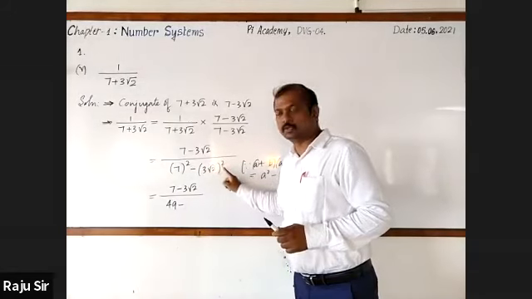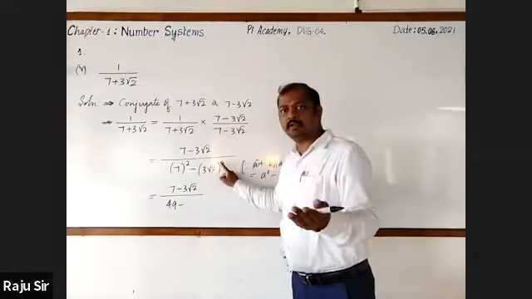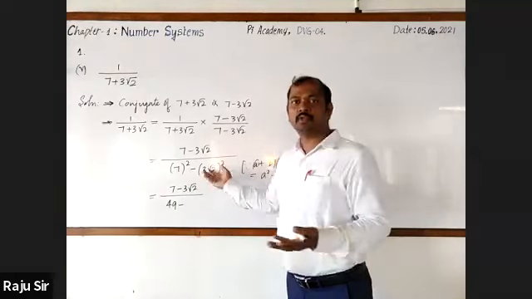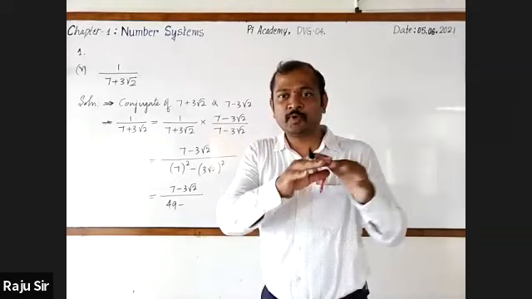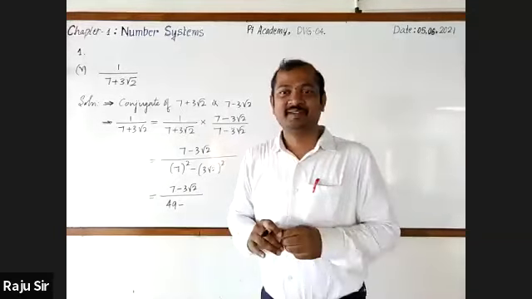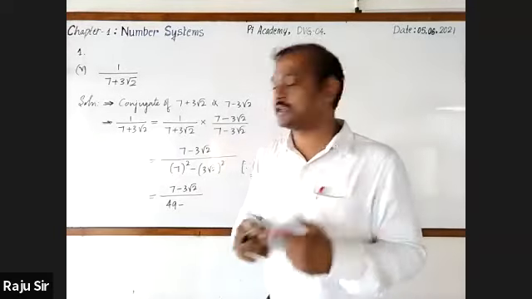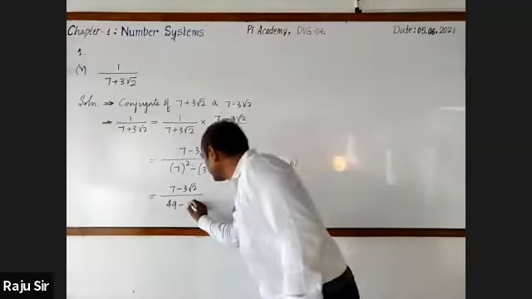Apply square to both. 3 square is 9. Root 2 whole square is 2. 9 2s are 18. Arushi will go for a prolonged way. Should tell spontaneously, as quick as possible. It is 9 2s are 18. Right.